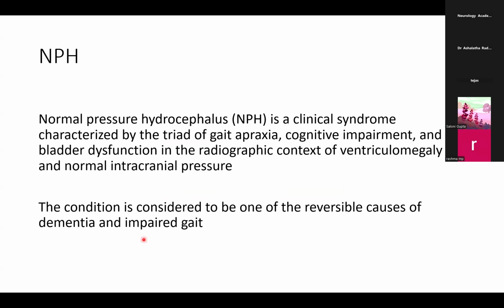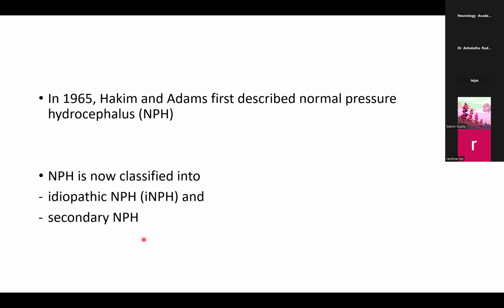Now coming to the disease per se, normal pressure hydrocephalus is a clinical syndrome characterized by the triad of gait apraxia, cognitive impairment, and bladder dysfunction in the radiographic context of ventriculomegaly and normal intracranial pressure. This condition is considered one of the reversible causes of dementia and impaired gait. In 1965, Hakim and Adams first described normal pressure hydrocephalus. Currently, it is classified into idiopathic NPH and secondary NPH.